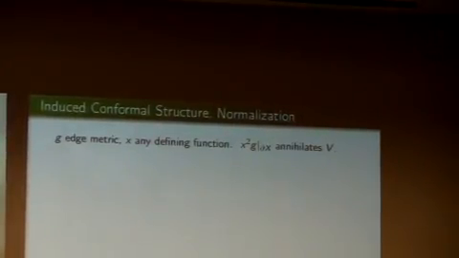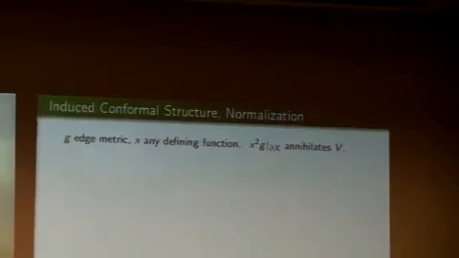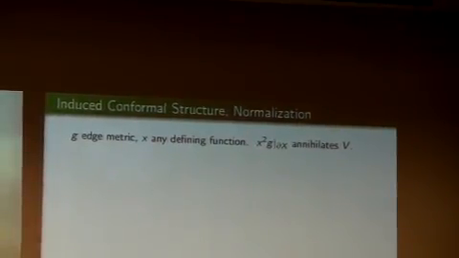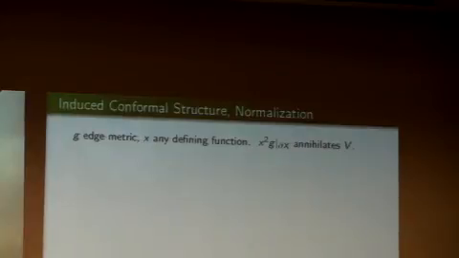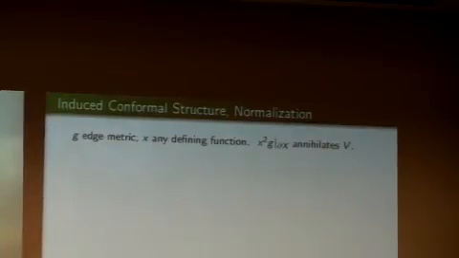So these ideas. Okay, so there's a few geometric objects that one naturally gets when one has an edge metric. Suppose you've got an edge metric, we pick a defining function. The first thing I'm going to do now is describe the analog of the conformal infinity that we have for a conformally compact metric. If you look at x squared times g, like we did before, then at the boundary, that's going to annihilate the vertical vector field.